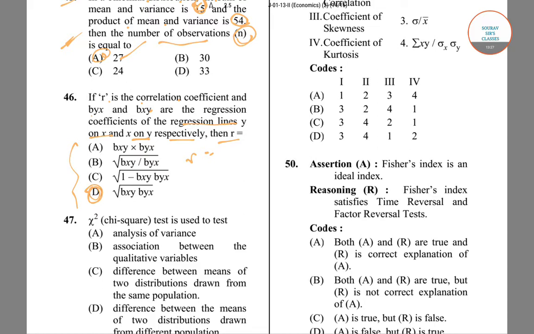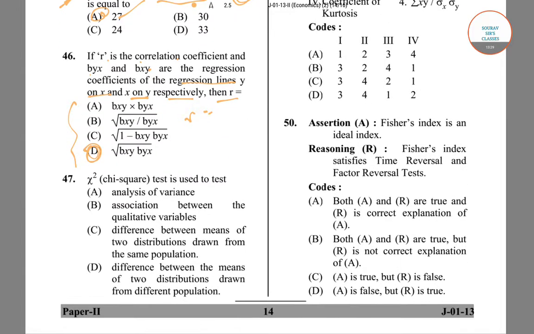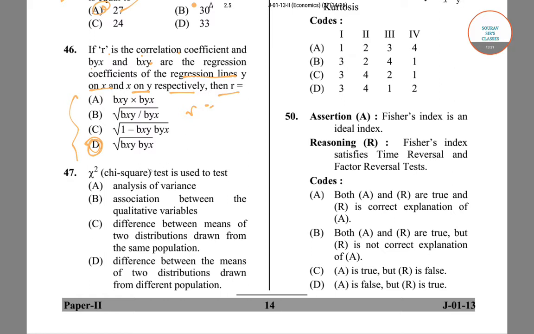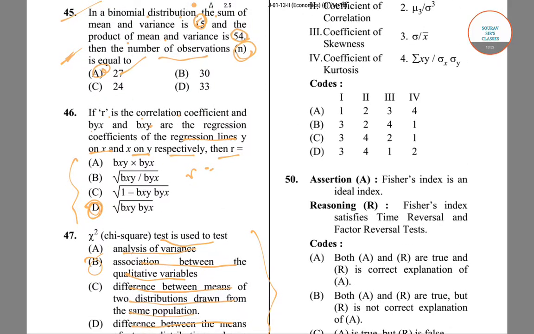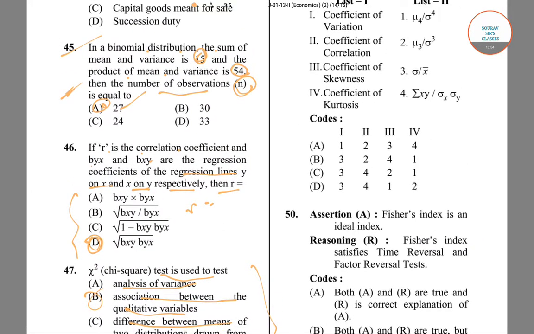Now we'll go straight to question number 47. In question number 47 it is given that chi-square test is used to analyse variance, association between the qualitative variables, difference between means of two distributions drawn from the same population, or difference between the means of two distributions drawn from different populations. Out of these four we know the right answer is B, that is association between qualitative variables.